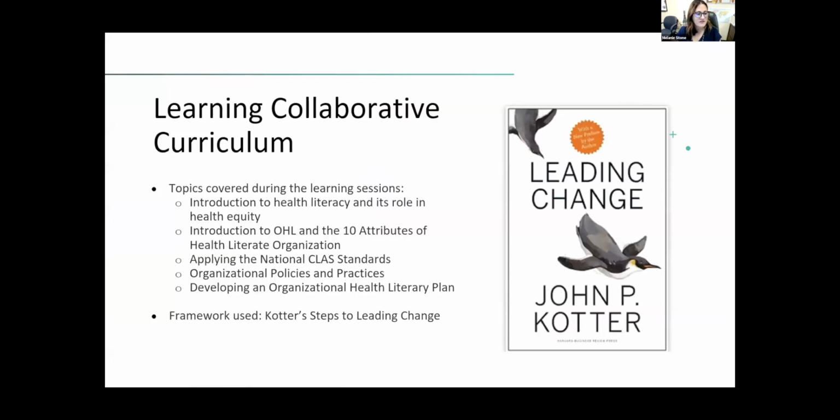The curriculum was basically these topics that you see here. We introduced them to health literacy and its role in health equity. Remember, 7 of these organizations were not health-related organizations. They provided some amount of health education to their clients, but that was not their primary focus. So we wanted to make sure they really understood what health literacy is, why it's important. We introduced them then to organizational health literacy, the 10 attributes of a health literate organization, which is our framework for health literacy established by our federal government back in, I think, 2010.